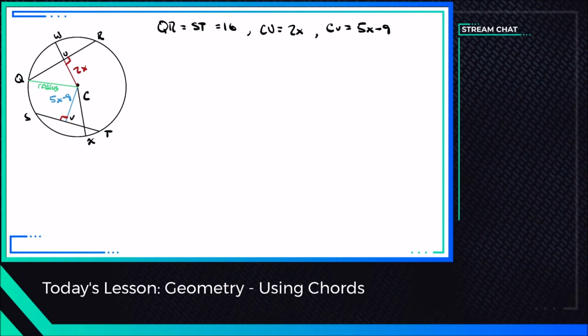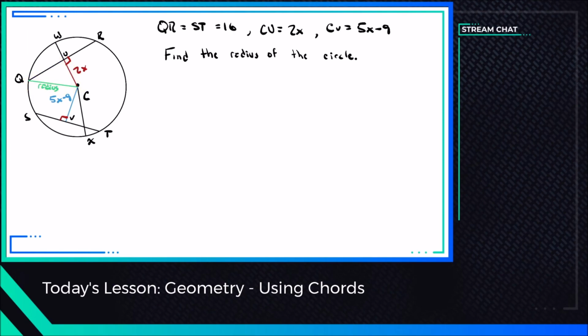Our goal is to find the radius of the circle. All right, so first thing we need to do is find this length right here, CU, because if you notice, we have a right triangle right here, and that green leg is the hypotenuse of that right triangle. So eventually we're going to use the Pythagorean theorem to solve this.